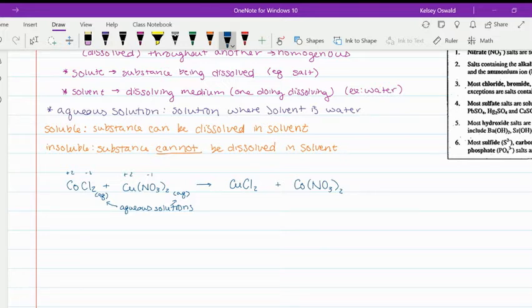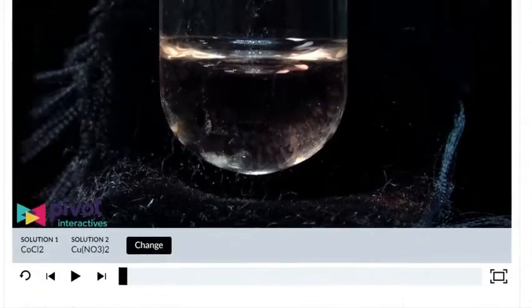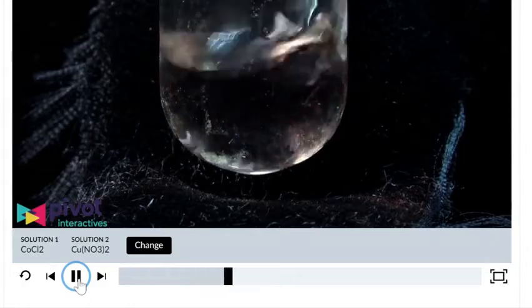We're going to look to see, when this reaction happens, what do we visually see? We combine a solution of cobalt(II) chloride and copper nitrate. In that test tube right now, we have the cobalt chloride, and when we press play, we're going to add that copper nitrate.